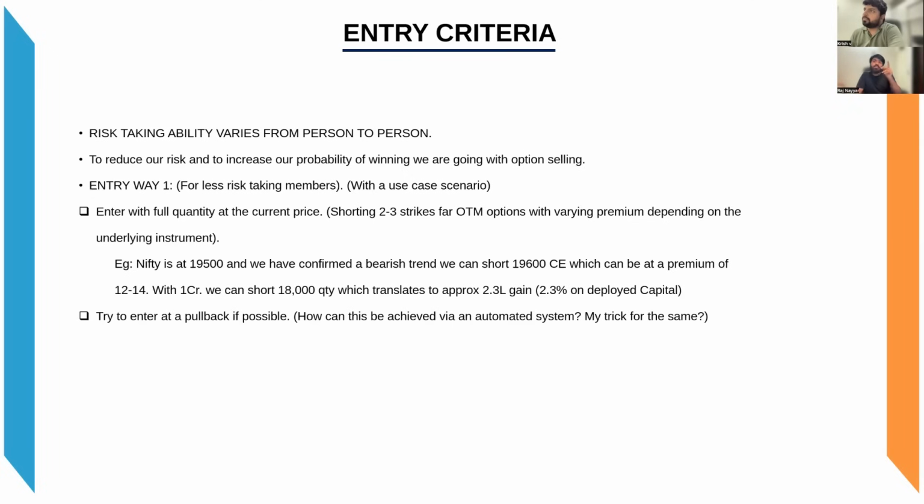The second, the demerit, is that when we are trying to catch it at a pullback, there might be a case where we had a bearish stance and the market started going down. So the option which we could have caught at 12 to 14 rupees has now gone down to 10 or 8 rupees. So there we can lose the option. But that is also a better case scenario, because in that case our trend will be confirmed and we can take a lesser risk, because the market is already moving in our favor.